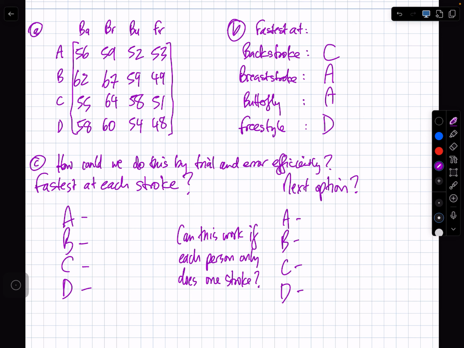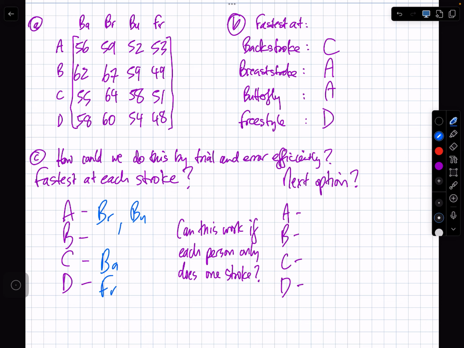So how could we do this by trial and error? I want the fastest team. So if the fastest person was doing each stroke, A would be doing breaststroke and butterfly. B would be doing nothing. He just sucks. C would be doing backstroke, and D would be doing freestyle. But in Year 12 General Maths, these assignment problems, everyone must be given a job. And it kind of makes sense because if A did breaststroke, he'd be tired and then he'd probably be slow for butterfly.